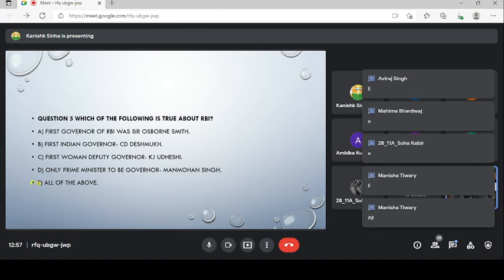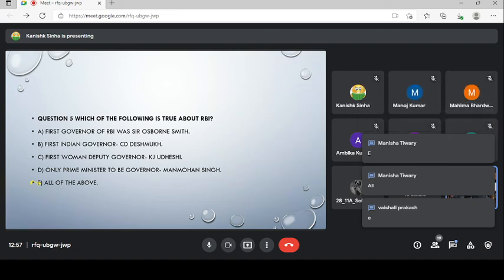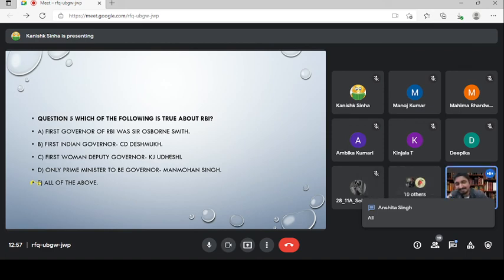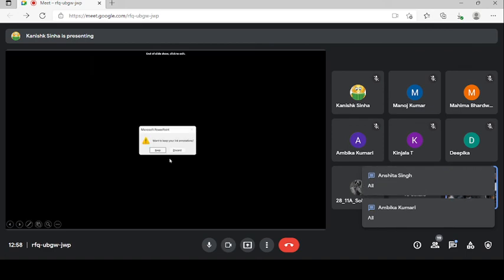So the first governor is Osborne Smith, the first Indian governor is C.D. Deshmukh, the first woman deputy governor is K.J. Udeshi, and the only prime minister to be governor is Manmohan Singh. Are there more slides, Kanishk? Okay.